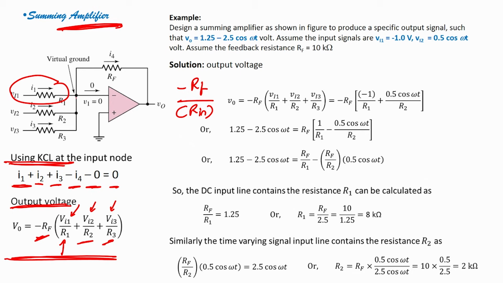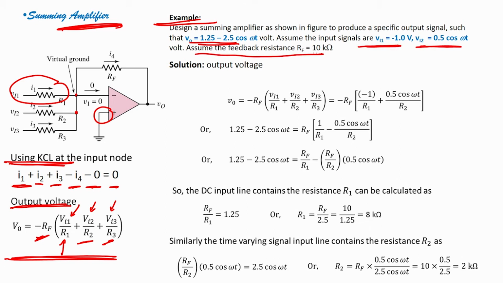Now, here you can see very easily that the concept of virtual ground will come here, here and here. Because the non-inverting terminal is grounded, the voltage at the inverting terminal is also considered as 0, which is your virtual ground. Now, you are given an example right in front of you: design a summing amplifier as shown in the figure to produce a specific voltage such that Vo equals this. Assume that V1 is this, V2 is this, and the feedback resistor RF is 10 kilo ohm.